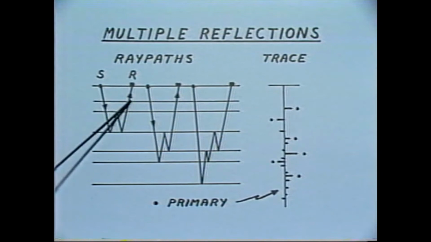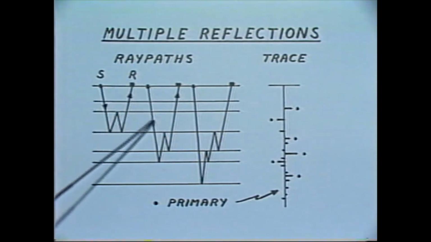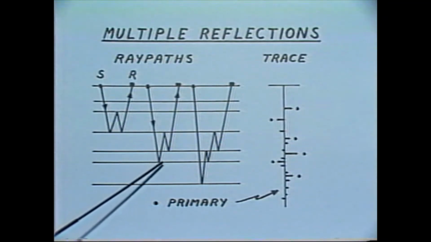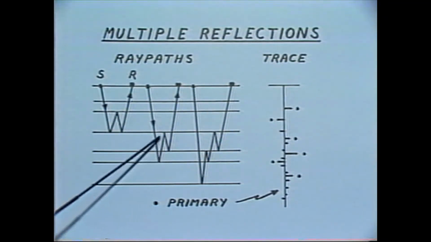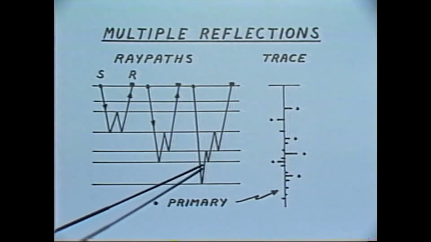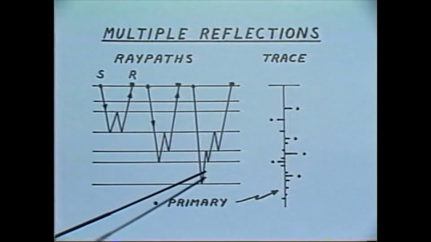This is one which is multiply reflected before it arrives back at the receiver. We have another example here where the reflections take place between 3 different interfaces, and another one here where there are even more reflections at several different interfaces.